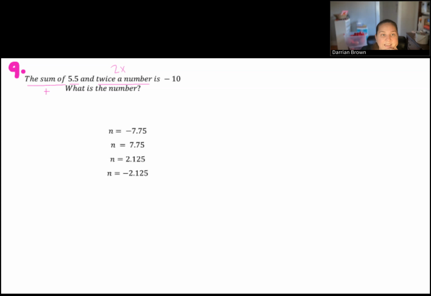Okay, and then is 10 means equals 10 or negative 10, sorry. Okay, so it says the sum of 5.5 and twice a number. So that's 5.5 plus twice a number, which is 2x, equals negative 10. So that is the equation you would write. Now we need to solve it.